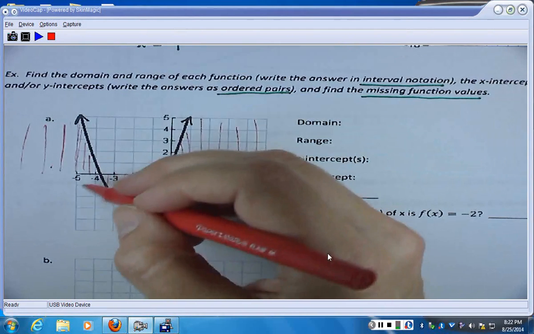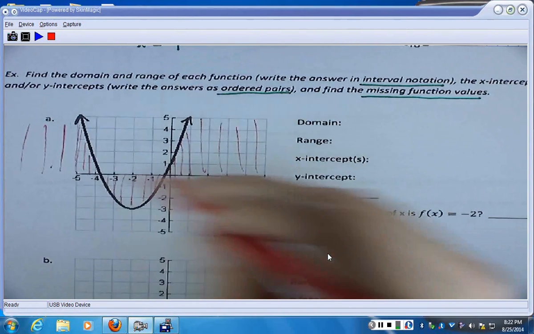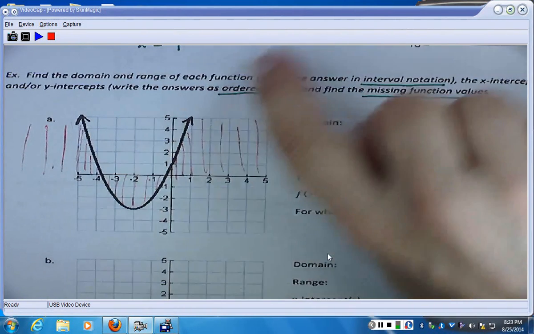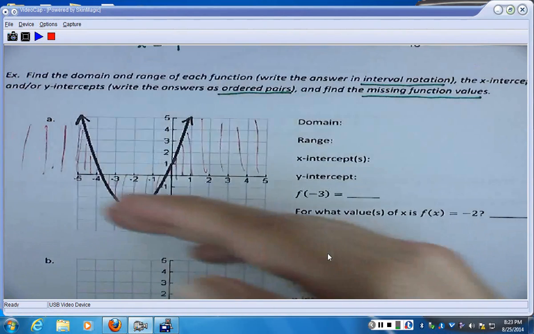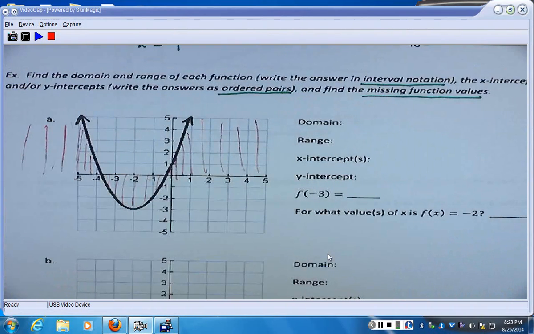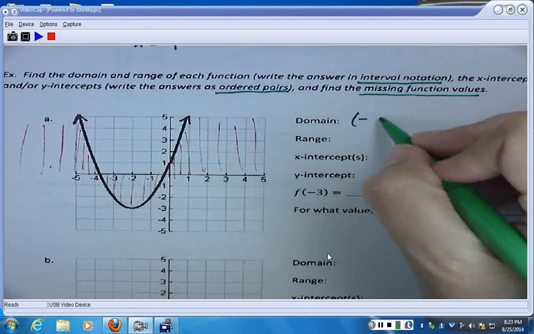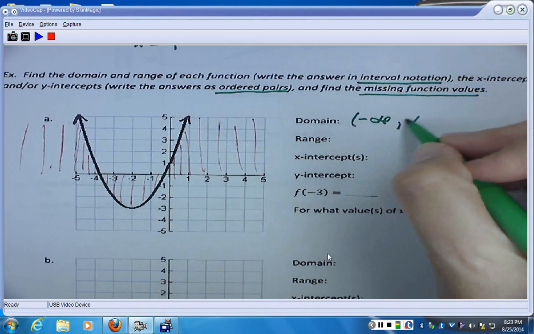So what values can x be? Where are my red lines touching the x-axis? And this keeps going to infinity at an angle, and so does this. So the domain x goes from minus infinity to positive infinity.